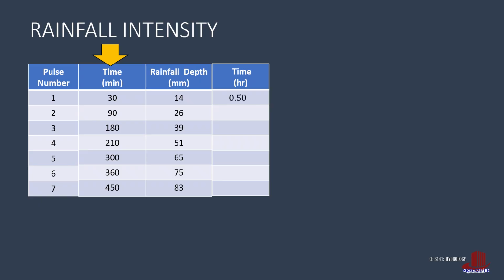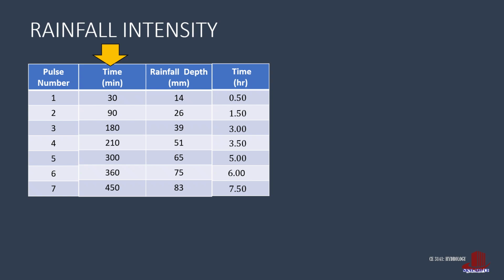30 minutes is half an hour. 90 minutes is 1.5. 180 minutes is 3 hours. 210 minutes is 3.5. 300 is 5 hours. 360 is 6. And 450 minutes is 7.5 hours.